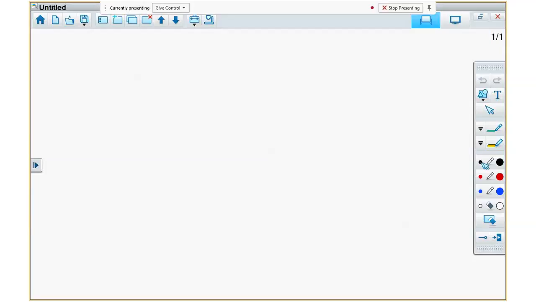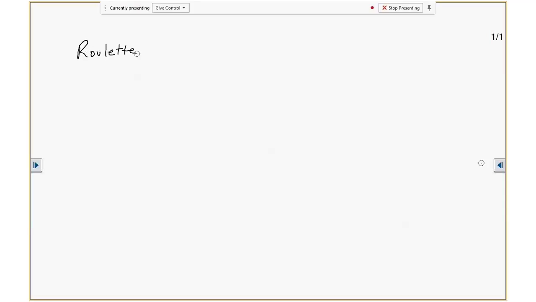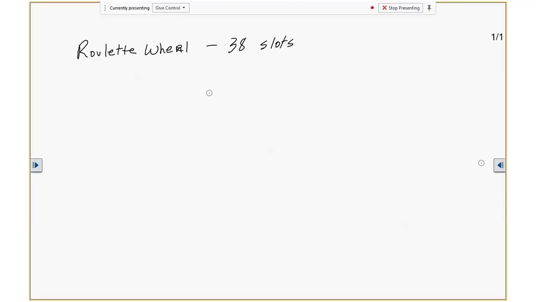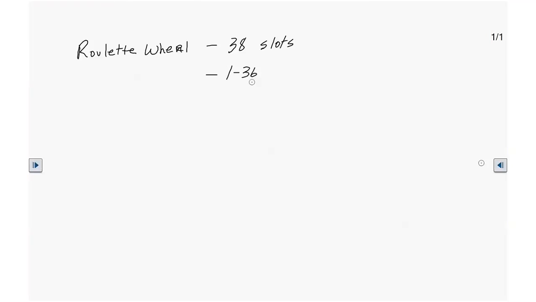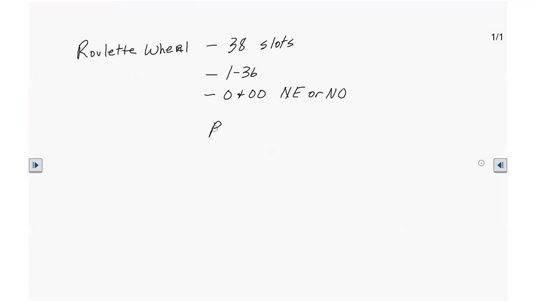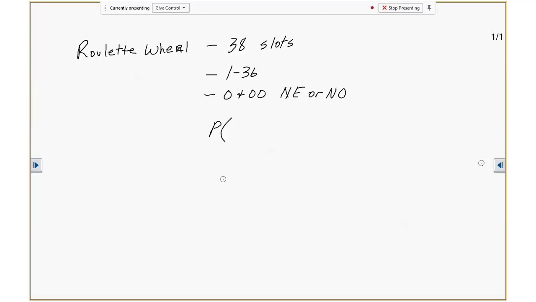So, roulette wheel. Wheel with 38 slots. One through 36 and zero and double zero, which are not even or odd. And they asked, what is the probability of, what was it, even or odd? What did it ask? If the number is odd or even, what did it say? Odd.